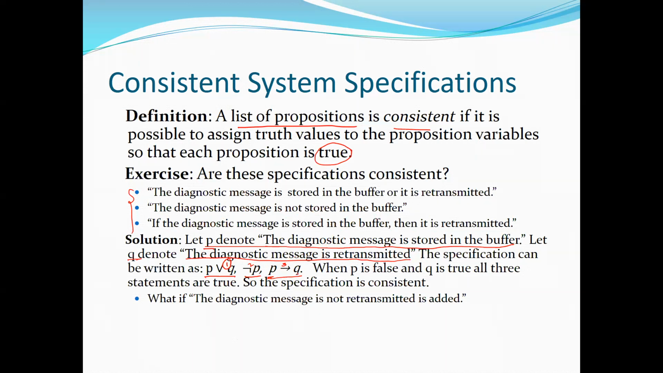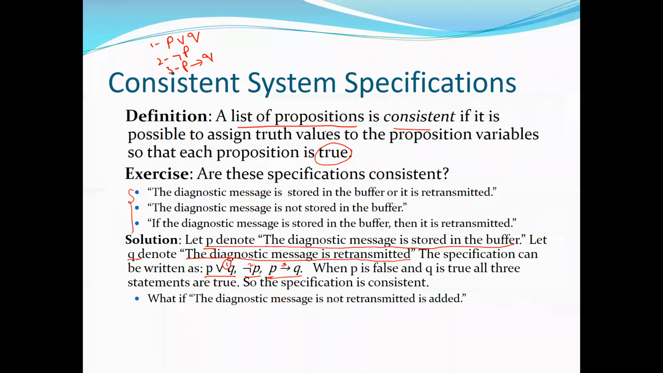Agree? Now we have just converted these statements into propositions with the help of propositional variables. Now see, when P is false and Q is true, all three statements are true. So we have the statements, let me write it over here: P or Q for number 1, not P for number 2, P implies Q for number 3. So what do we mean by a consistent system specification?